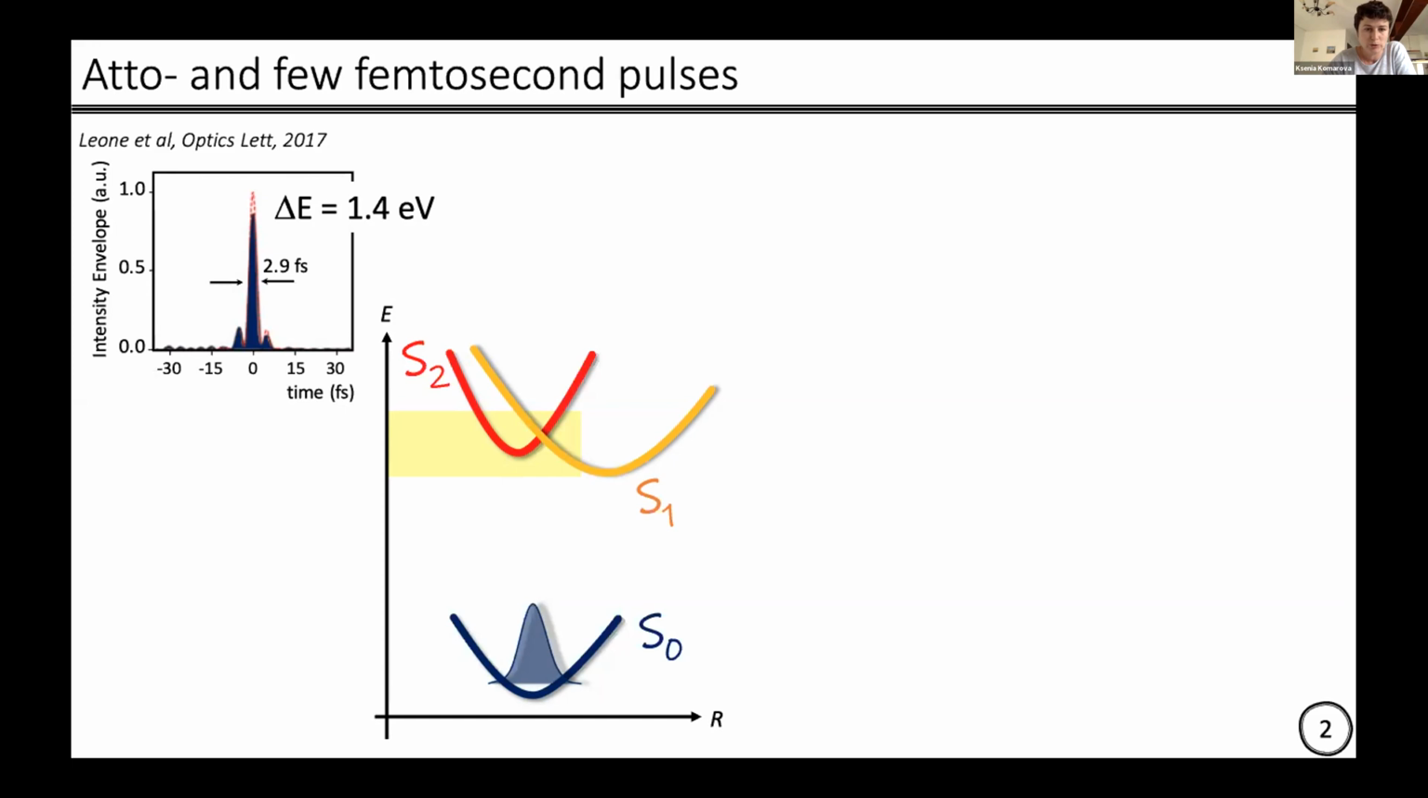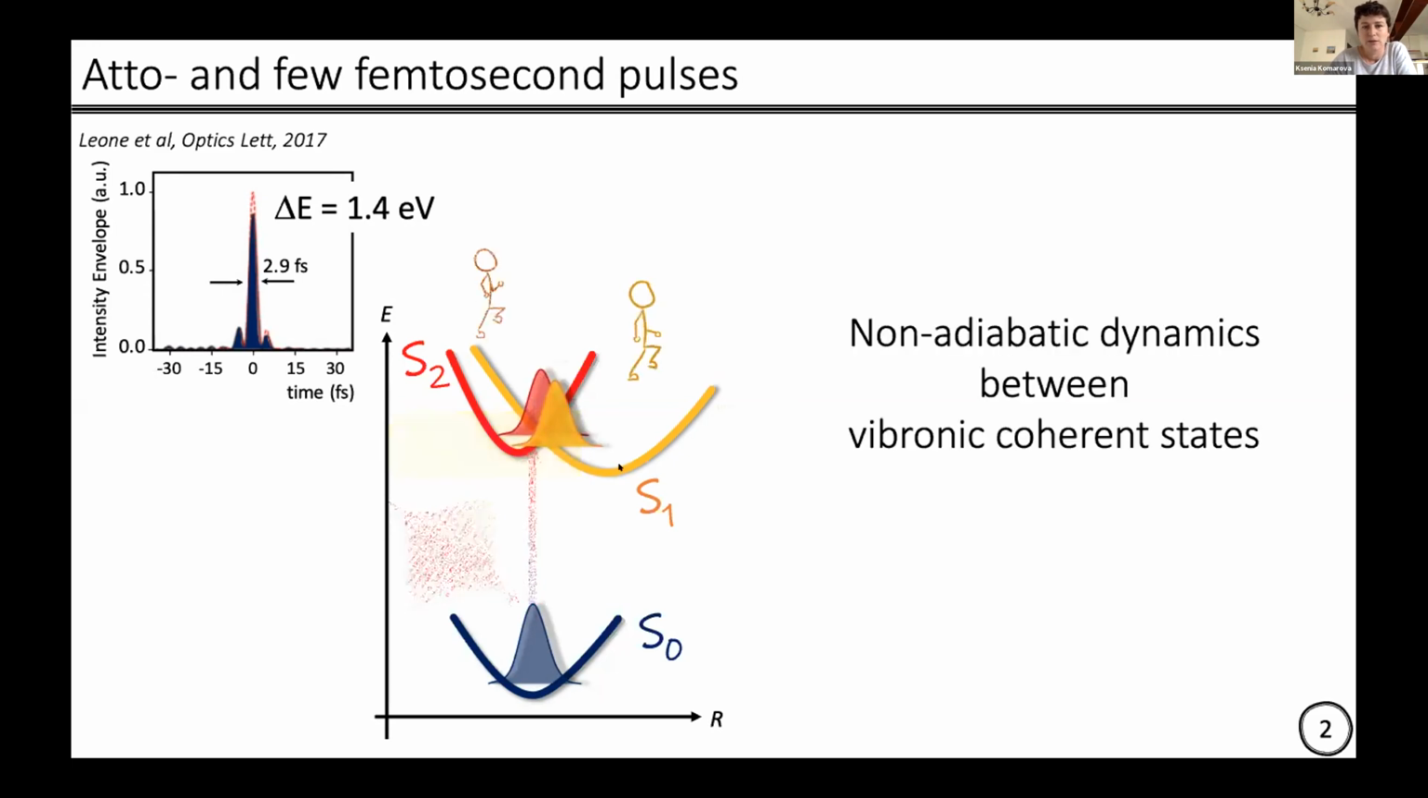So what happens when we excite the ground state wave packet with a pulse? It starts to move, and starts to move coherently on two potentials. And of course, because the curvature can be quite different, they arrive at the coupling region at different times. And I will show that they probe each other actually when they come to this coupling region.